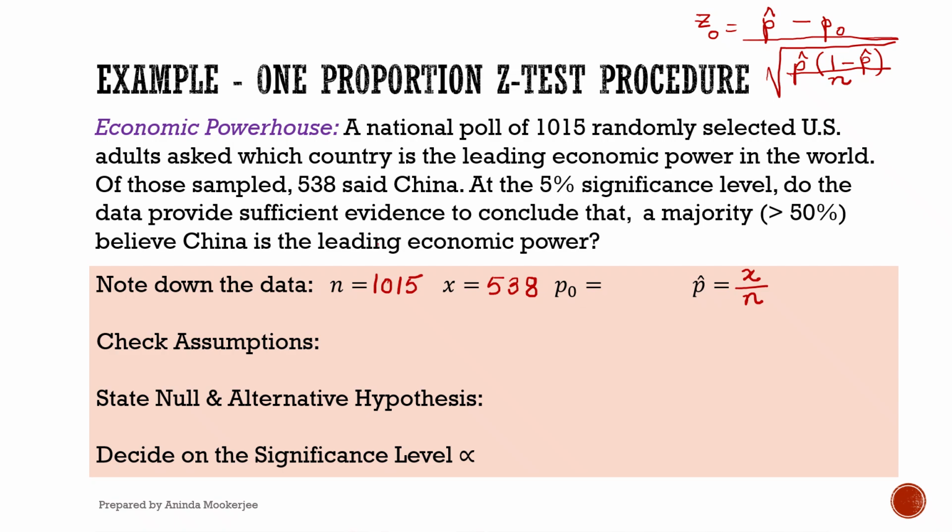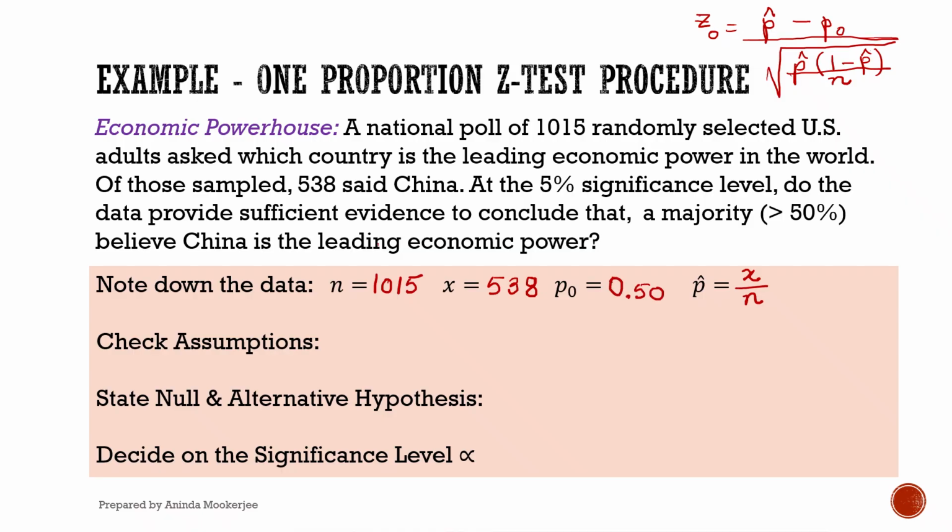Next we have p sub 0. P sub 0 represents the null hypothesis proportion, in other words. The null hypothesis proportion is going to be 0.5, because over here it says a majority, which represents greater than 50%, but that means 50% would be the percentage for the null hypothesis. So 50% has to be converted to a proportion, which is going to be 0.50.